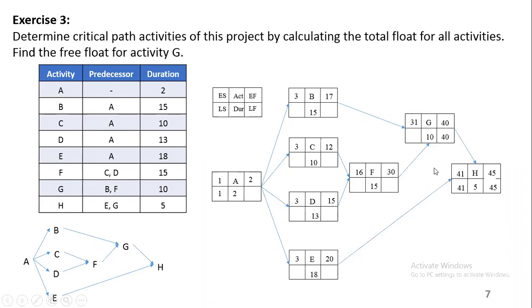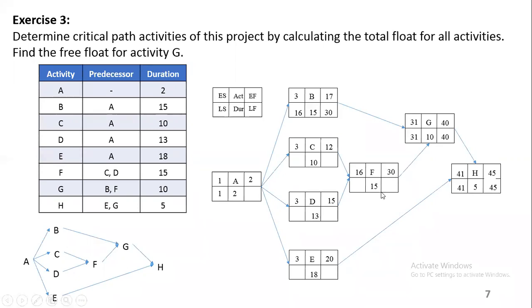Okay, 40 minus 10 plus 1. 40 minus 10 is 30, plus 1, 31. Then we can complete this one. Activity B, put 30 there. 30 minus 15 is 15, plus 1, so 16 there. We've put 16 there.